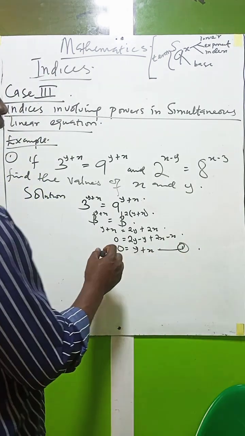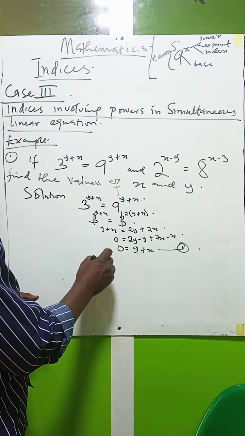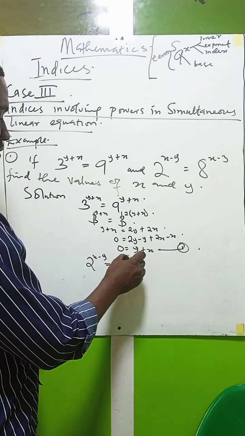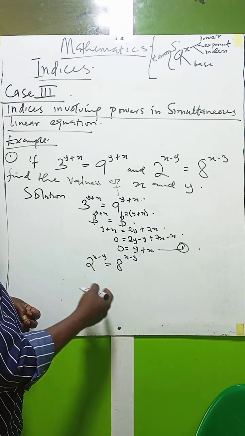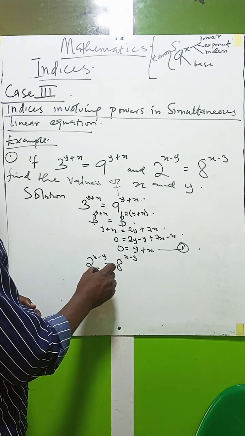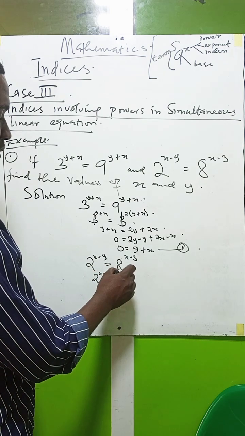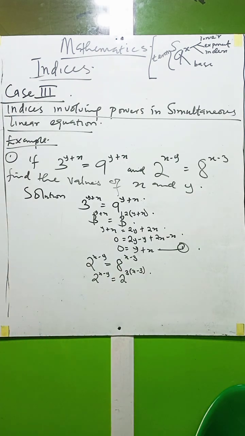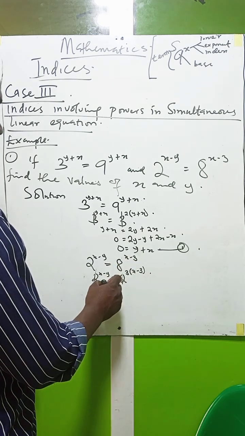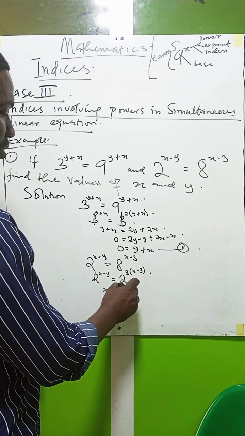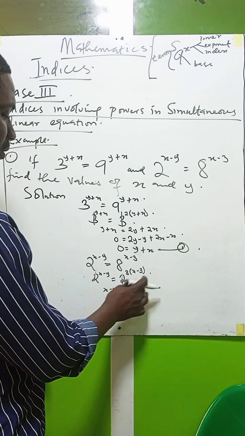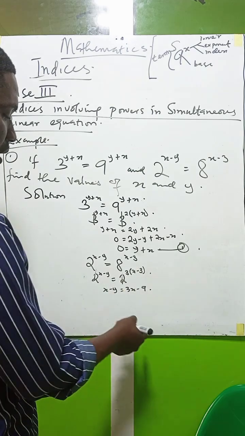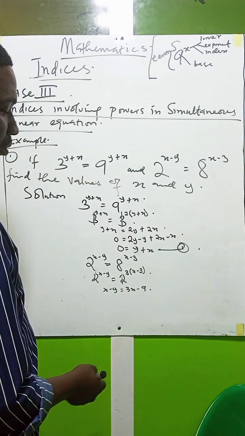Then for the second one, we have 2 raised to power x minus y equals 8 raised to power x minus 3. Bring them to common base: 2 raised to power x minus y equals 2 raised to power 3 bracket x minus 3. As we can see, the base goes: x minus y equals 3x minus 9. So we can collect like terms from here.